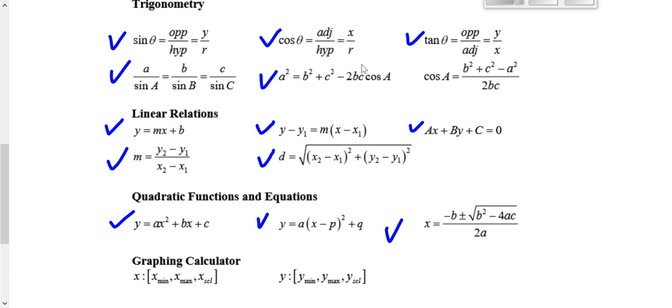These two, one last time, are the same thing, except if you use this format, it will give you the length of a side, if that's what you are looking for. If you use this one, you can find an unknown angle. So check. Now you know everything for the trig unit: all this SOHCAHTOA, sine law, cosine law.